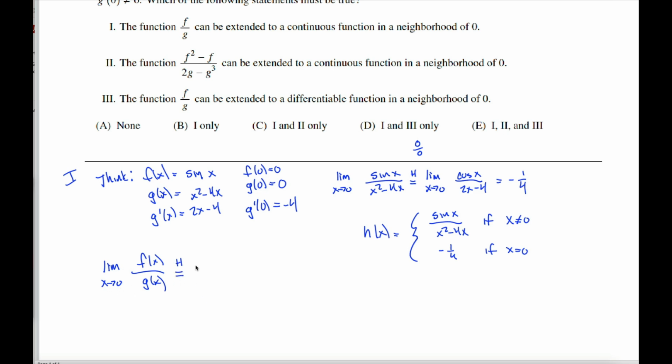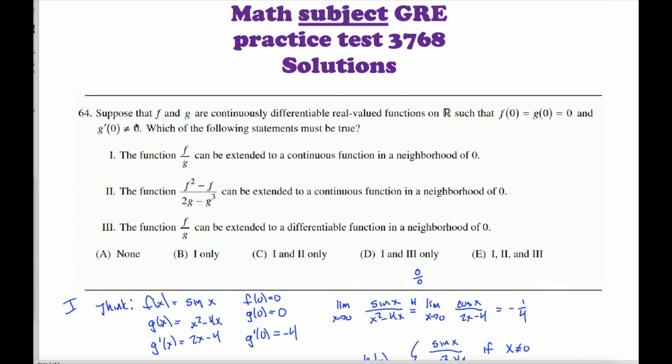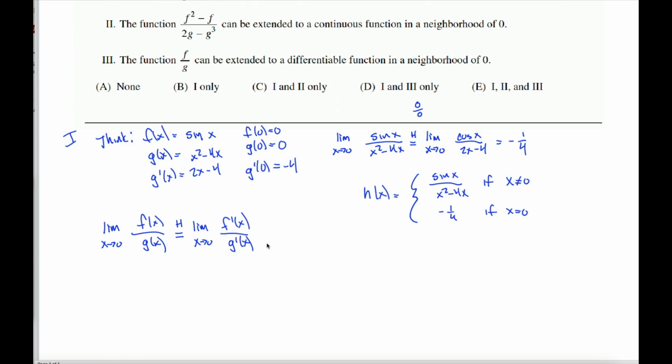L'Hopital's rule tells us that this limit is equal to the limit as x approaches 0 of f prime of x divided by g prime of x. Note that because g prime of 0 does not equal 0, we know that this thing exists. We can let c represent whatever number this is. What I'll now do is define this function h. I'll let h of x be f of x divided by g of x, as long as x does not equal 0. But if x does equal 0, I'll define this function to be equal to this constant c.